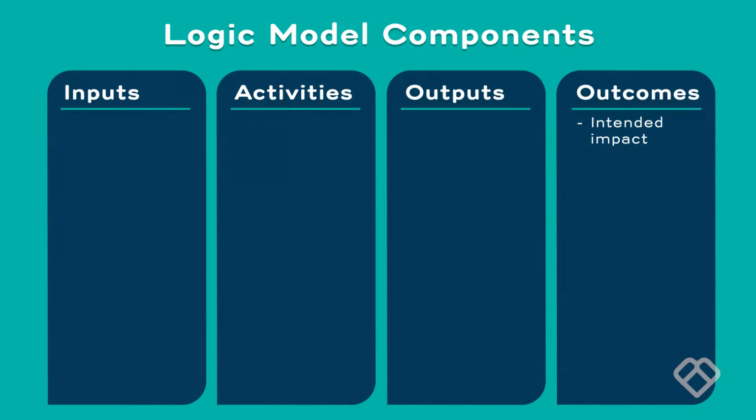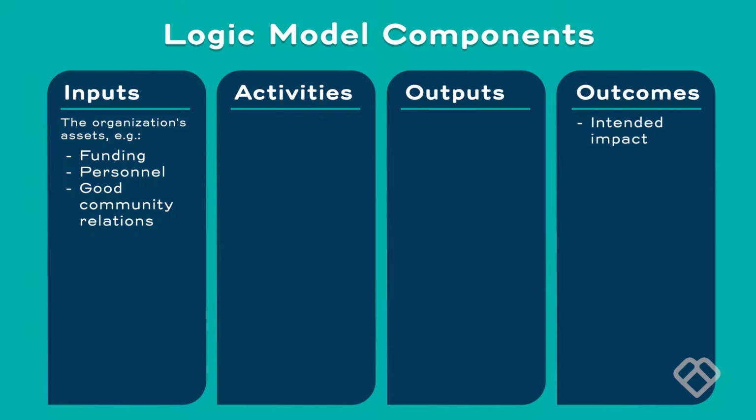The inputs are the same for many different organizations pursuing many different strategies. It is the assets that the organization has. It has funding, it has personnel, and in our case, what's really important is it has good relationships with the community. The activities and outputs are what the organization does and how it delivers them. Both activities and outputs are things that happen within the organization. People do things and then they produce deliverables. And the goal of all of this is to lead to the outcomes.